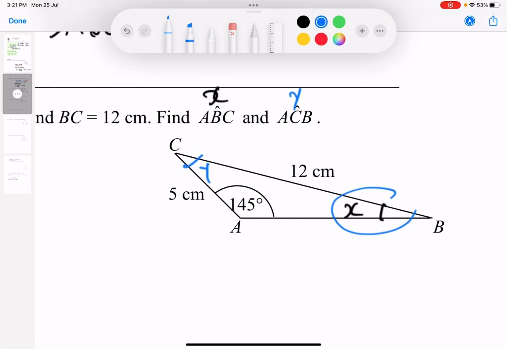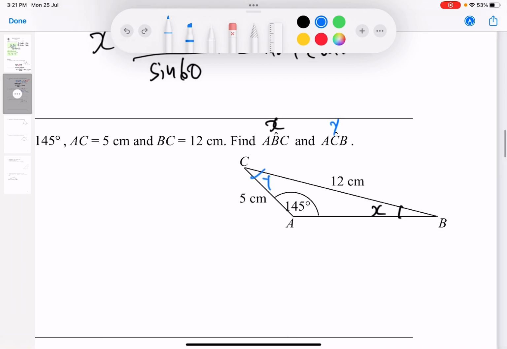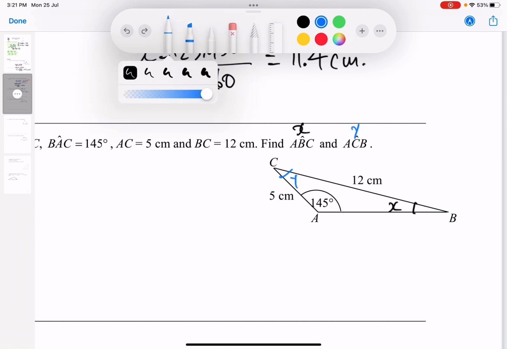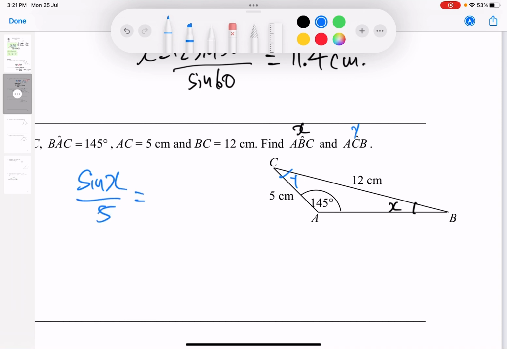This angle X over here has an opposite side of 5. So X and 5 are one pair. That's the very first thing that you should know. If you want to write it down as a relationship, then sine of angle X over 5 is one pair. Then you look into the triangle. Do you see any other pairs that you know? You have a 145 here, and you look opposite, you have a 12.